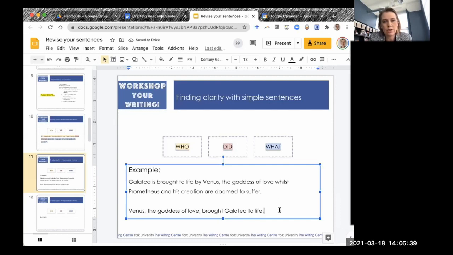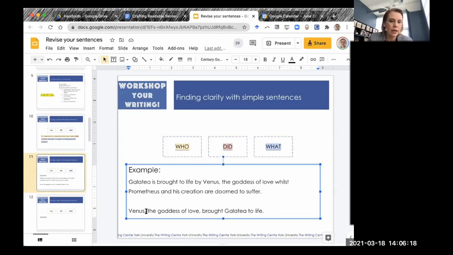While Prometheus and his creation are doomed to suffer. I'll let James answer questions about how to get the recording while I keep focusing here. Okay, so we have a complicated sentence here, a complex sentence with a couple of different ideas. If we boil it down and separate them out, you've got Venus, the goddess of love, brought Galati to life. What we're doing here is putting the subject first: subject, Venus; brought is our verb, or the did; and what, Galati to life.